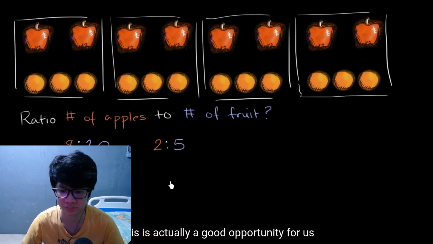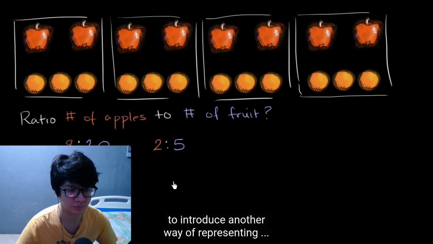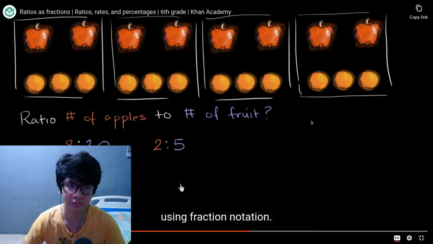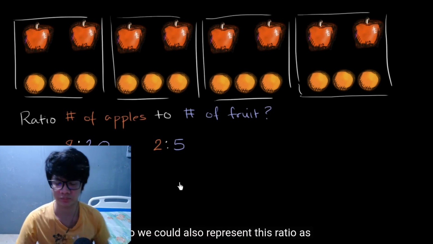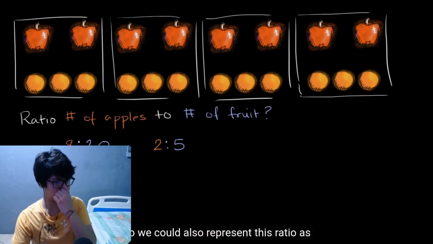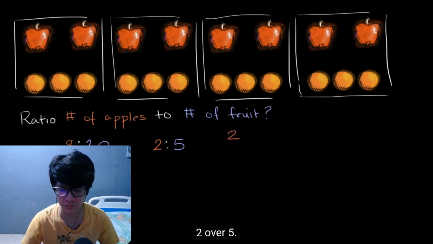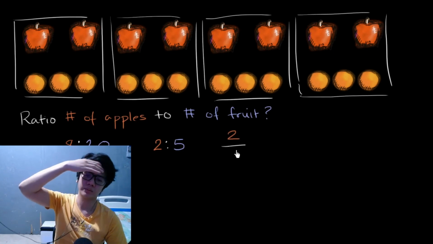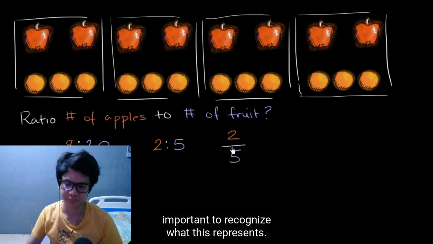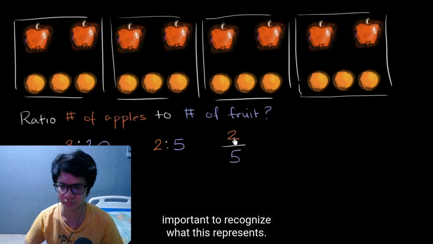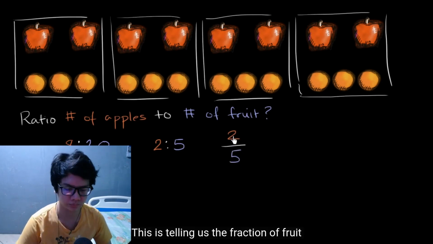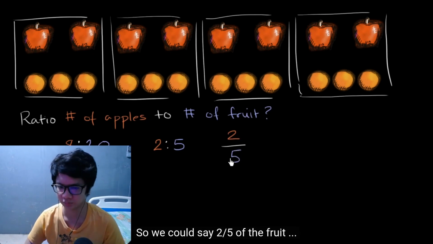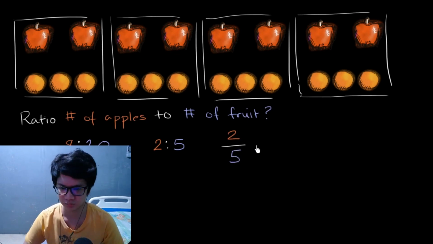And this is actually a good opportunity for us to introduce another way of representing ratios, and that's using fraction notation. So we could also represent this ratio as 2 over 5, as the fraction 2 over 5. Whenever we put it in the fraction, it's very important to recognize what this represents. This is telling us the fraction of fruit that are apples.